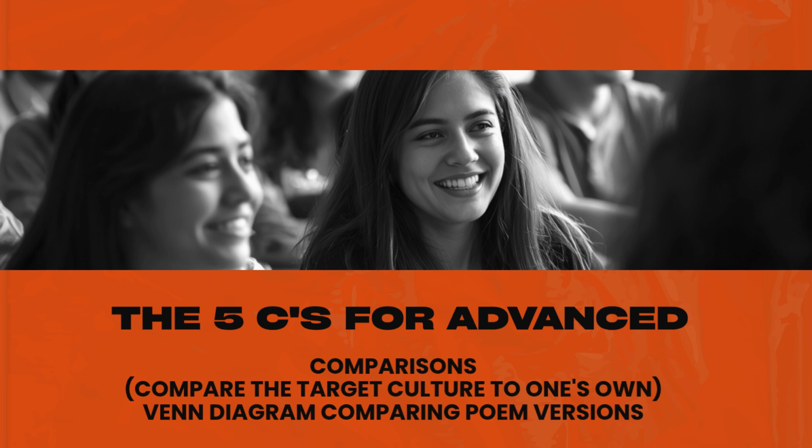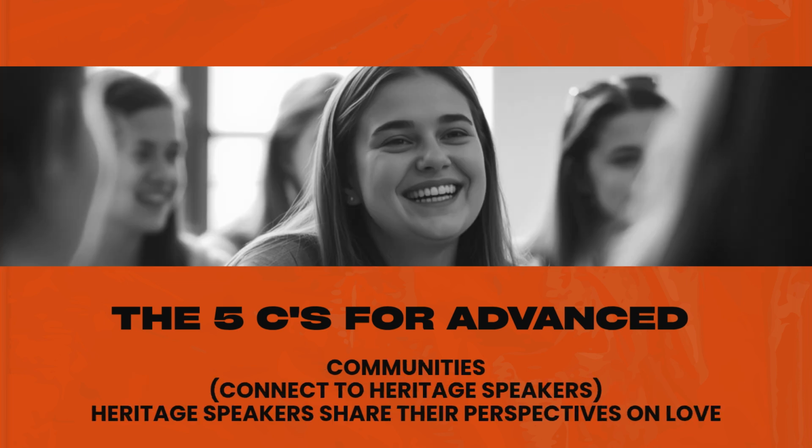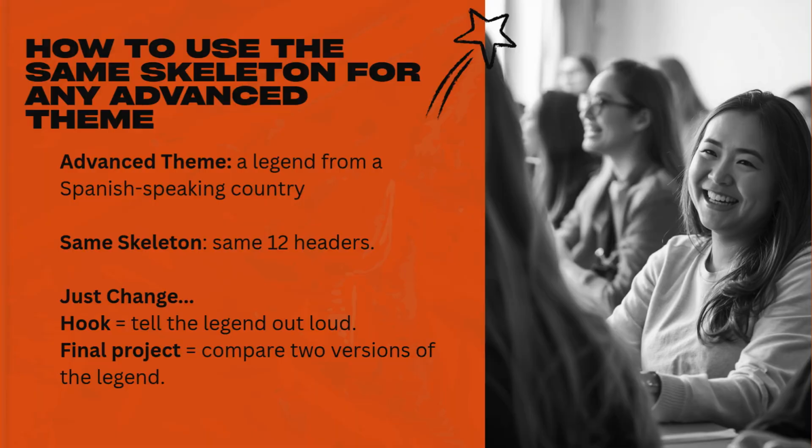Comparison: that means compare the target culture to one's own. We use the Venn diagram comparing poem versions. Communities: that means to connect to heritage speakers. We use heritage speakers. We have them share their perspectives of love.